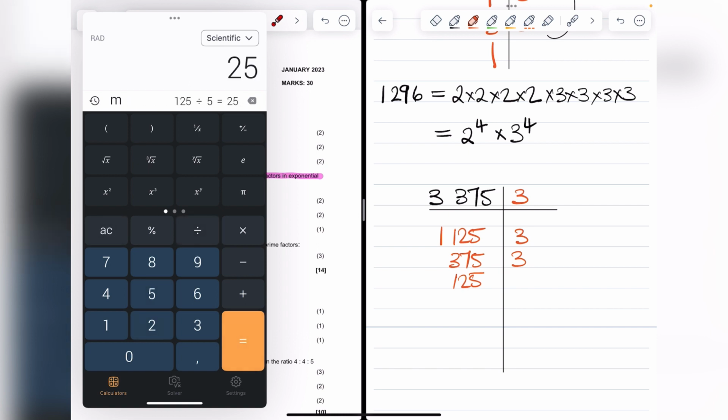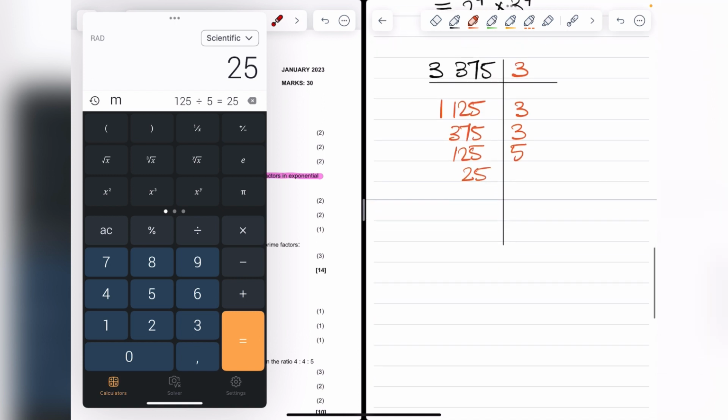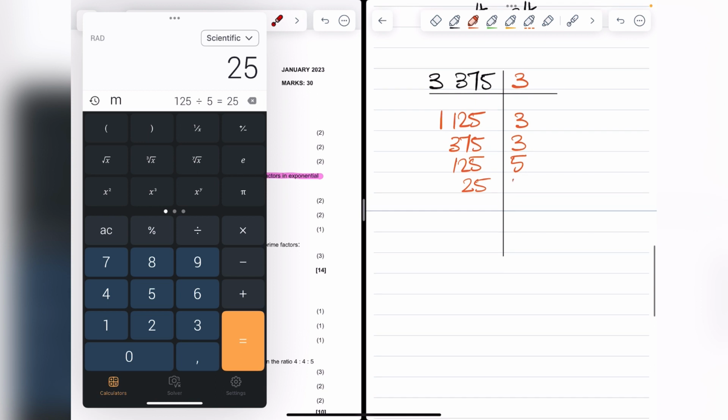25 divided by 5, and that of course gives us 25. So 5 goes into 125 25 times. Of course, we know the smallest prime number going into 25 is also 5. So 25 divided by 5 is 5, and then 5, and then 1.